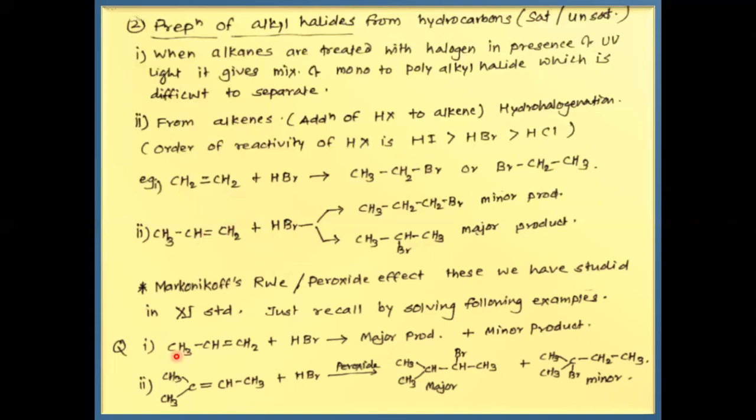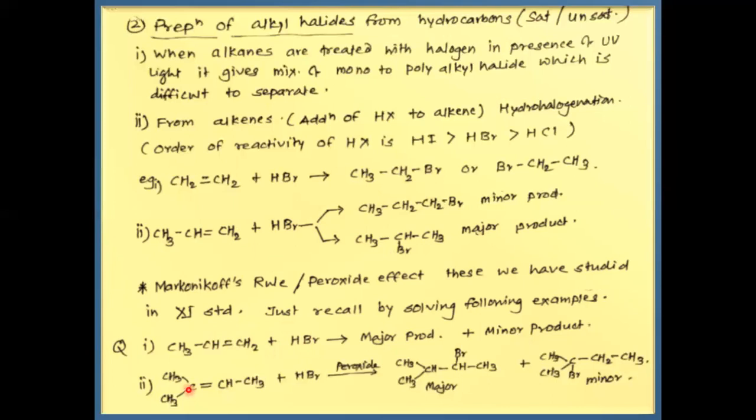So here, CH3CH double bond CH2 plus HBr. Try to solve this. Bromine will go to this carbon, which gives the major product. And for the minor product, bromine will go to this carbon, hydrogen will go to this carbon, and the double bond changes to single bond. This will be the minor product.